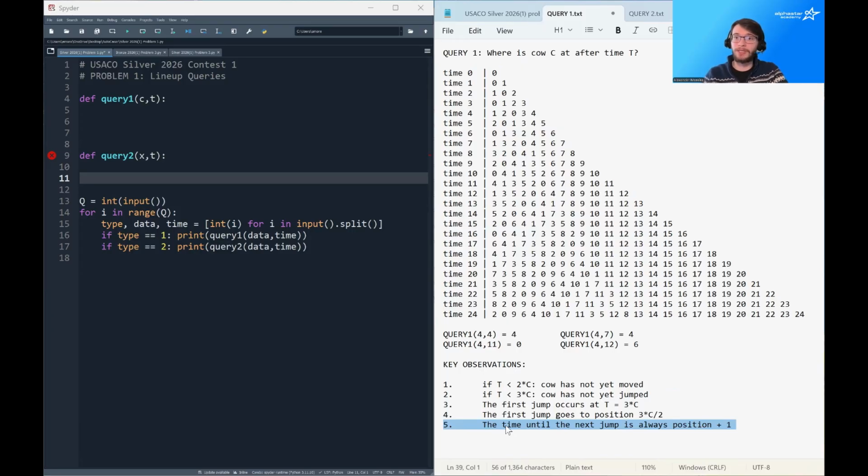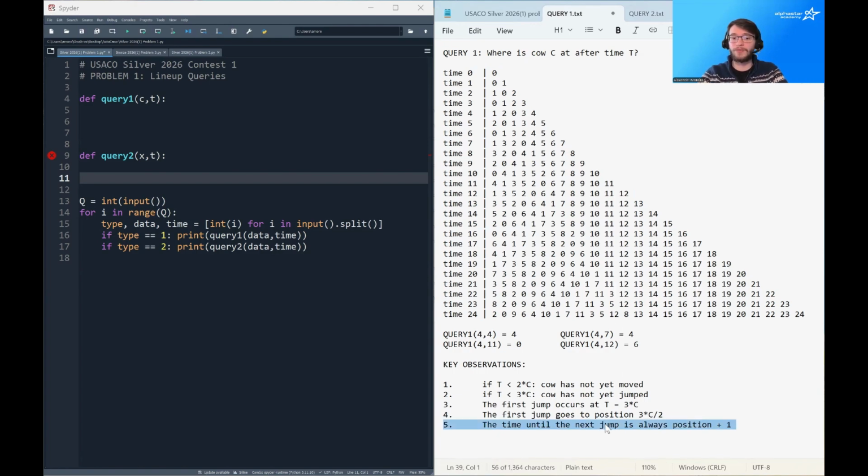And I can just skip to the next jumping point of the cow until eventually I reach time t. So instead of iterating 1 unit of time at a time, I'm going to skip to the jumping moments, and that's going to allow me to process these queries much faster because I can't afford to loop over 10 to the 18th moments of time.